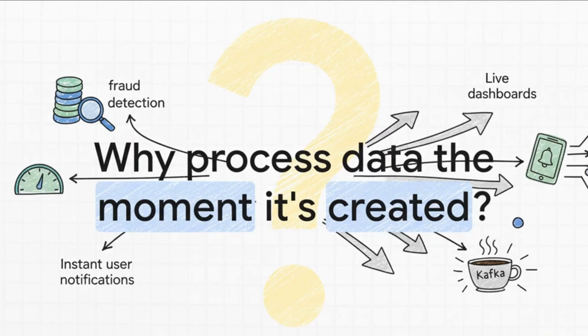So, why is this so critical? Well, think about it. We're talking about fraud detection that stops a bad transaction as it's happening, not after the money's gone. Or live dashboards that show you what's going on in your business right now, not what happened yesterday. The magic is in the speed, and that's exactly the kind of problem Kafka was built to solve.